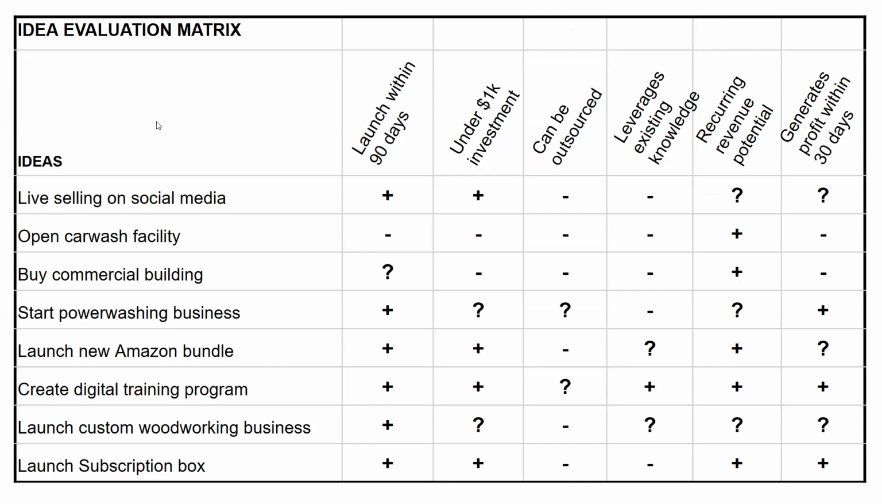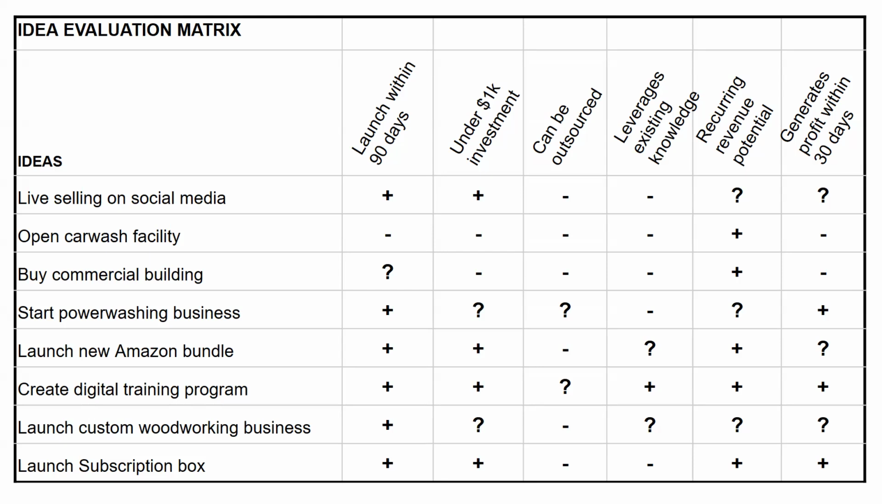So do any of these ideas really stand out? Keeping in mind that the subscription box could be outsourced and leverages my existing knowledge, I'd say hands down, that's a big, bold yes on that one. And then the live selling on social media, I would say those two things right there would have the best profit potential and the shortest ramp up time. So those are the two that I chose.